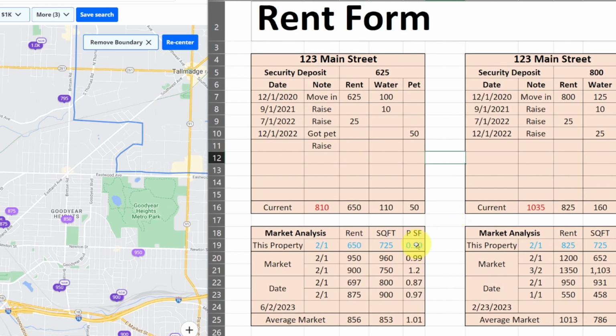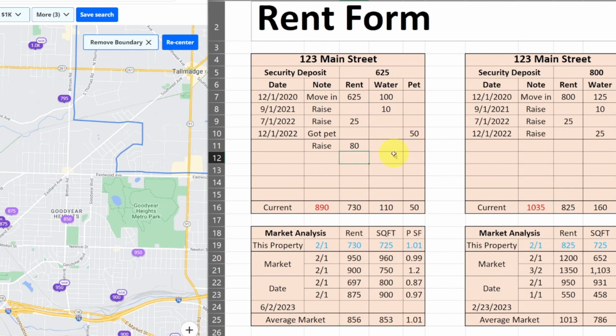Now watch what happens to my price per square foot here as I add rent. Let's say I raised the rent $25. I'm still under the average market rent. So if I were to go up to $40, I'm still under that rent. $50, still under that rent. So as you can see, I'm quite a bit below market rent here.